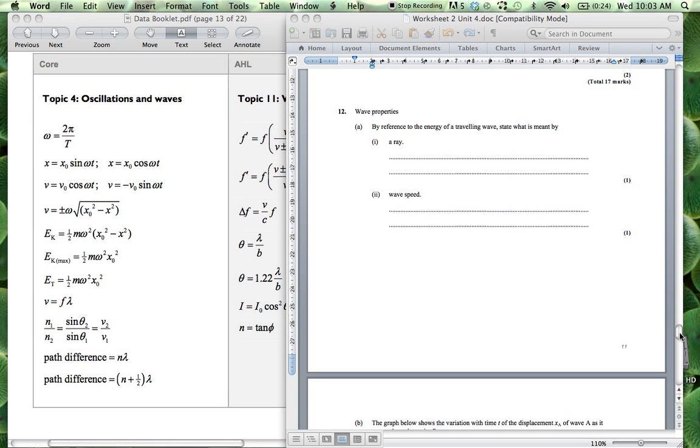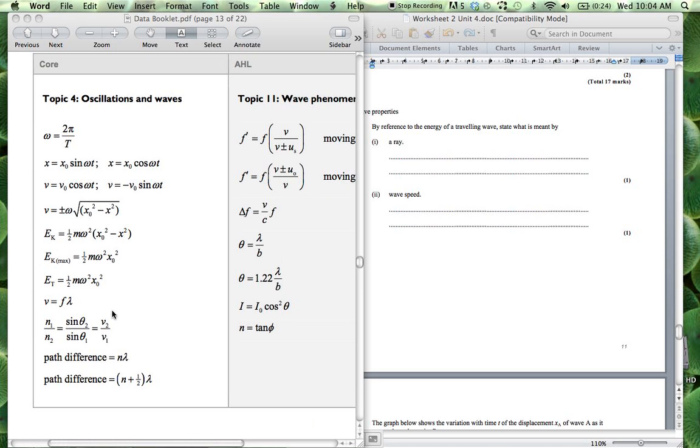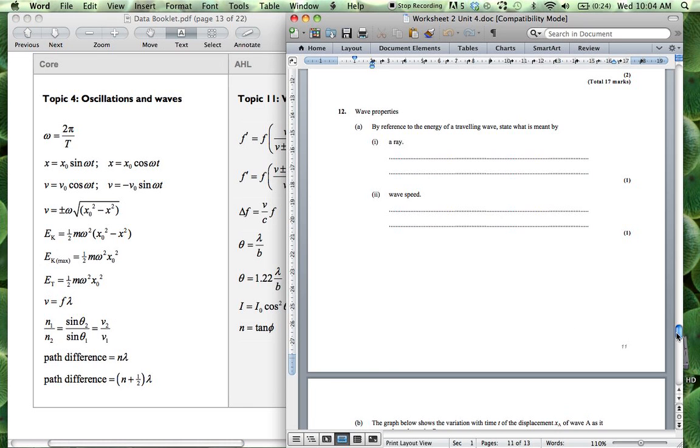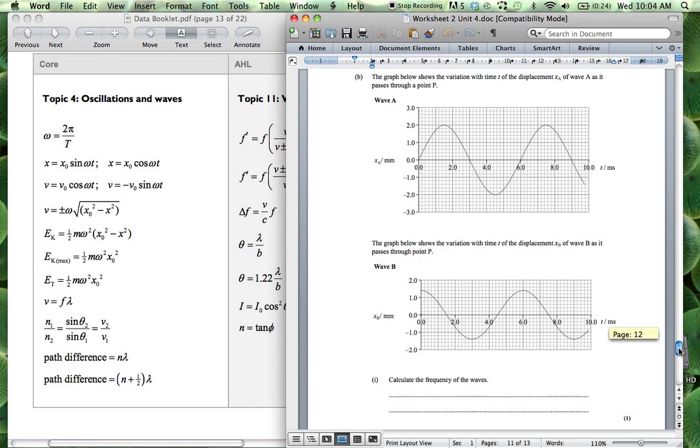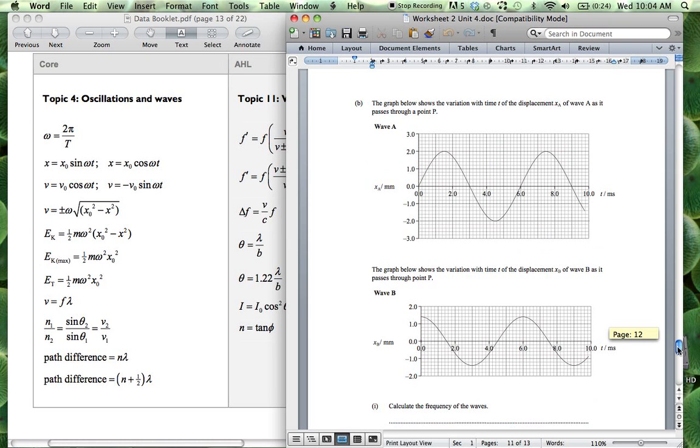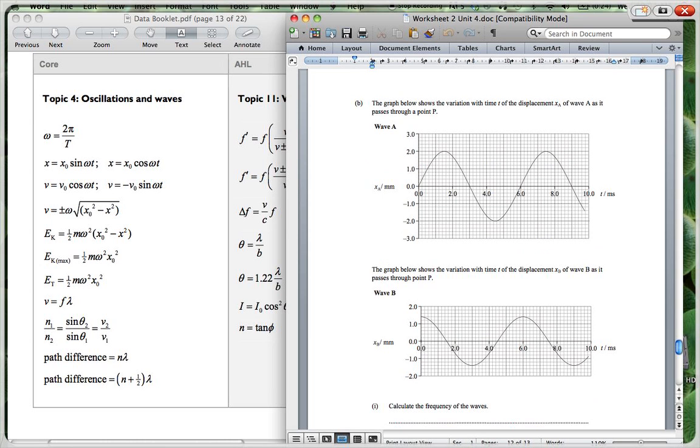Going down to this next part, it's over here. Here we go. We are actually given two graphs here. It says over here, the graph below shows the variation with time t of the displacement x of wave A as it passes through point P, and we get the same for wave B. So we've got two waves, they're moving through, and obviously they've got a different period, different frequency.